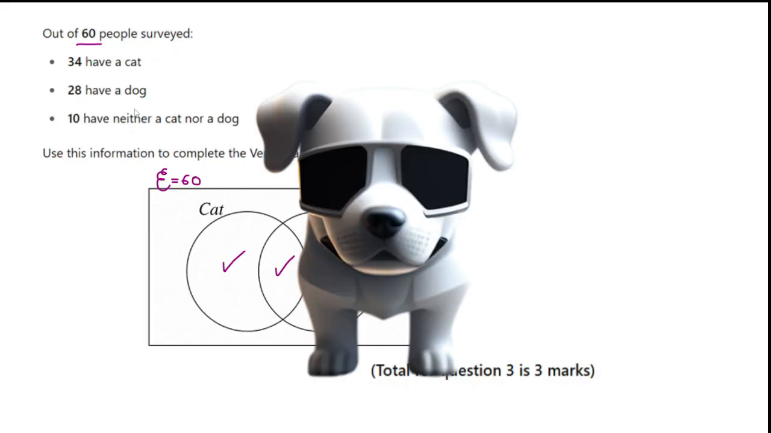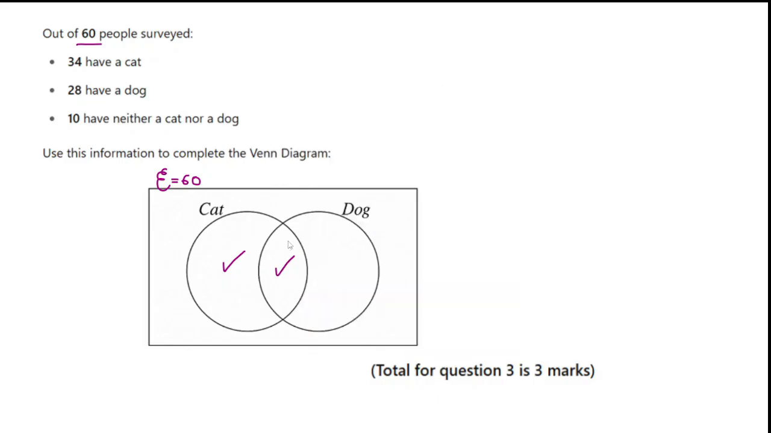28 have a dog. Okay. Now that is the sum of this and this bit here. Again, I don't know the split. 10 have neither a cat nor a dog. Okay, so that I know. Outside we have 10. Use this information to complete the Venn diagram.